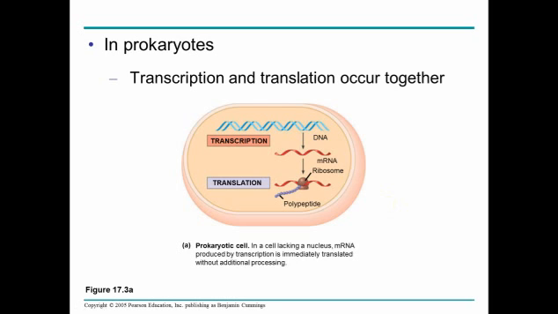In prokaryotes, transcription and translation occur together in the same location because they're not subdivided by membranes. They lack a nucleus, so mRNA is produced by transcription, and it's immediately translated into protein. And in fact, these can occur at the same time. While transcription is occurring, translation can occur on that RNA.